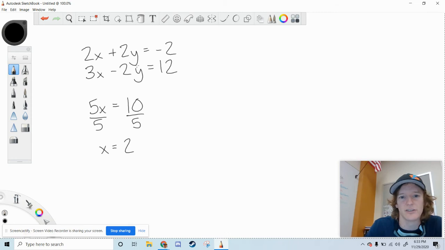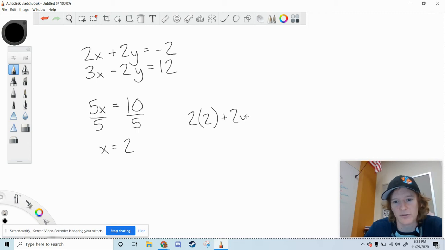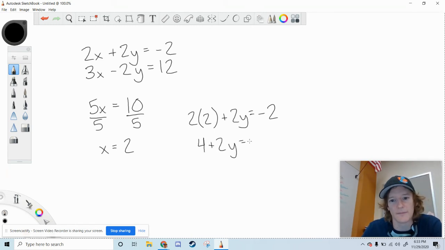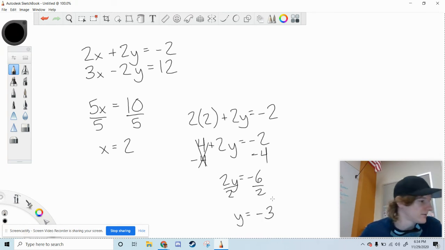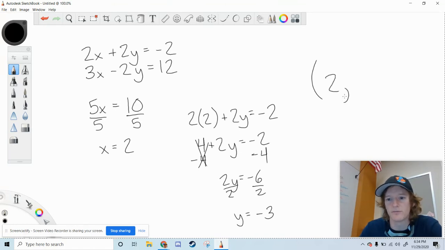Now we can see we're going to have a little bit more work to do to figure out what y is. But I'm going to choose the top equation. To me, it looks a little bit easier. So we have 2 times 2 plus 2y equals negative 2. Lots of 2's. So we have 4 plus 2y equals negative 2. Can't divide by that 2 yet. We've got to get rid of the 4. We get 2y equals negative 6. Divide by 2. y equals negative 3. So our answer to this one will be 2, negative 3.